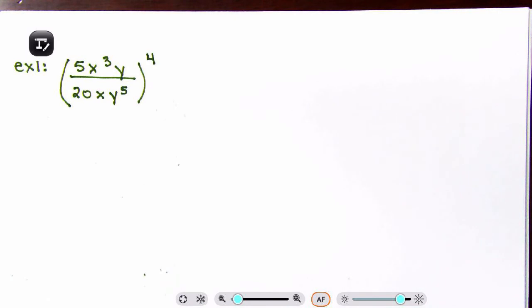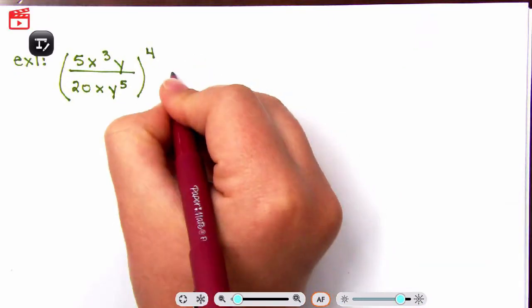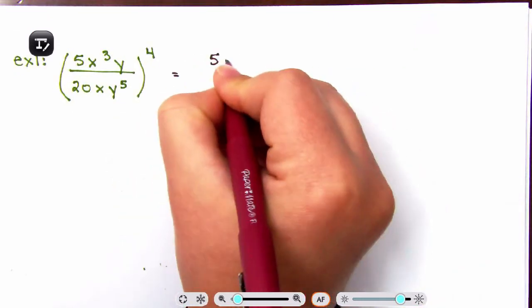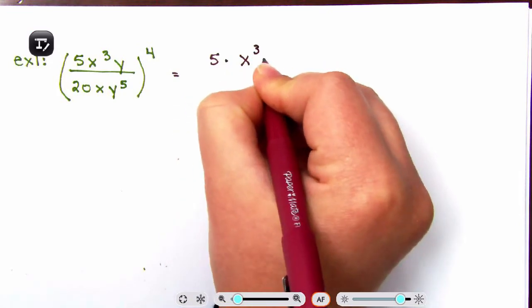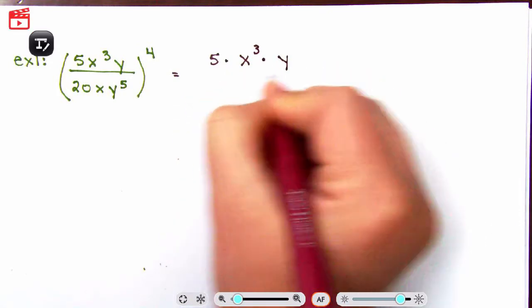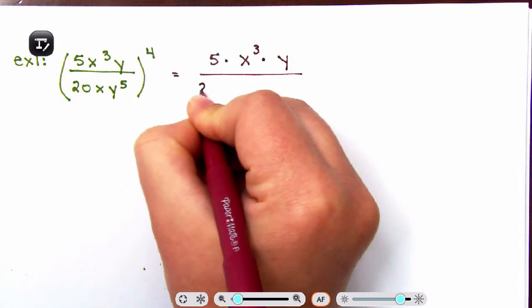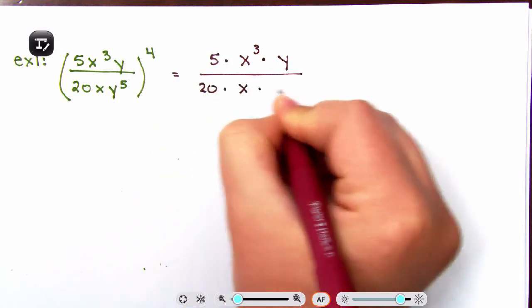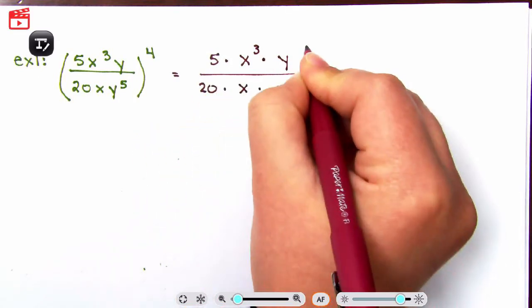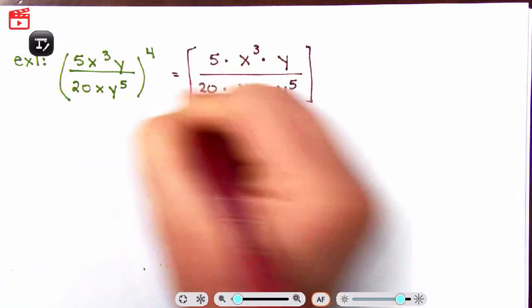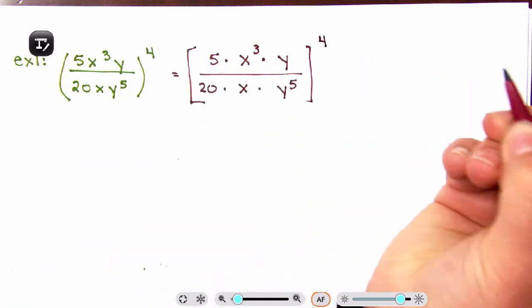So there's a lot happening in this example, so we need to split it up. Multiplication is king. Remember, anytime you see adding or subtracting, you're having a heart attack. You only want multiplication to make these easier. So let's separate this out. 5 times x cubed times y divided by 20 times x times y to the 5th power. And then all of this, you can use brackets or parentheses, is being raised to the 4th power.